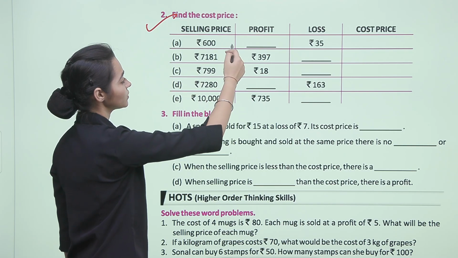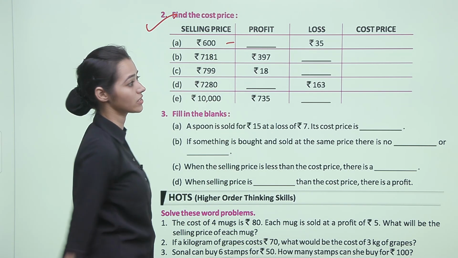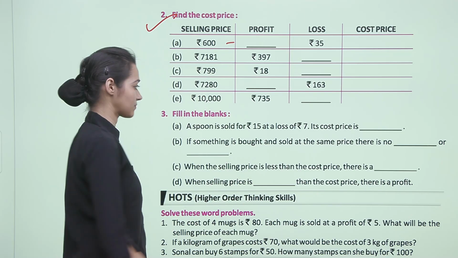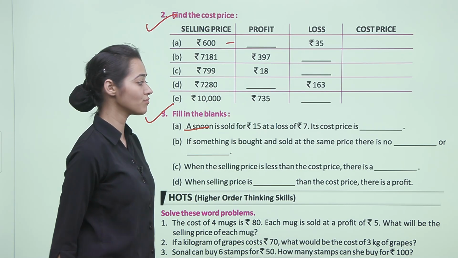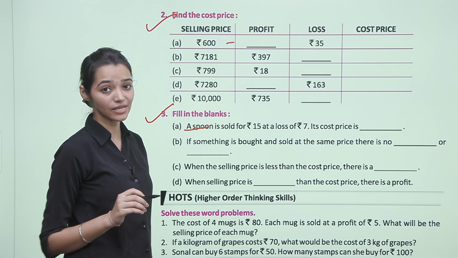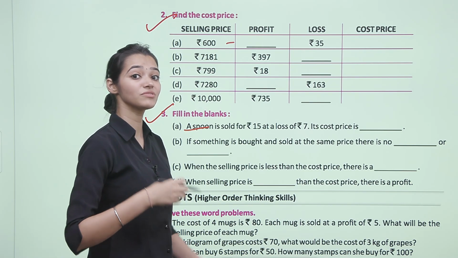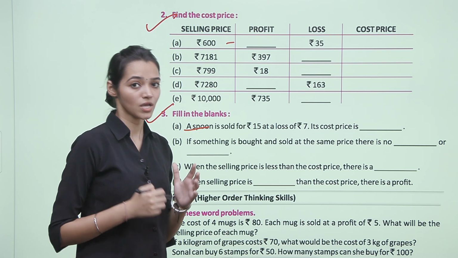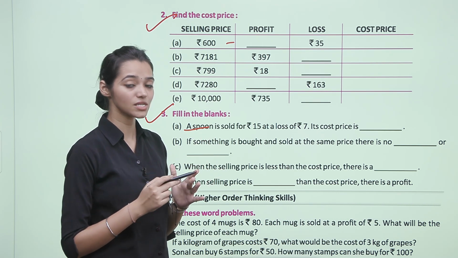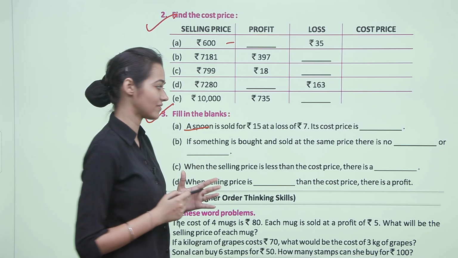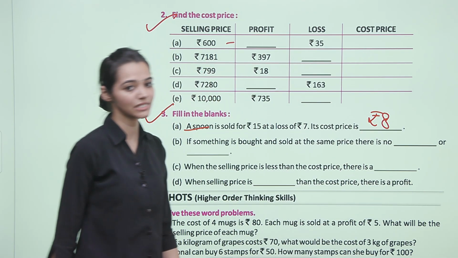Again here we have to do the same thing. Here we have suffered a loss, so that means you will subtract 600 minus 35, you will get the cost price. In the next one, a spoon is sold for 15 rupees at a loss of rupees 7. For finding the cost price, we will subtract 15 minus 7. So 12, 13, 14, 15 minus 7 is 1, 2, 3, 4, 5, 6, 7, 8. So that means he has suffered a loss of rupees 8.